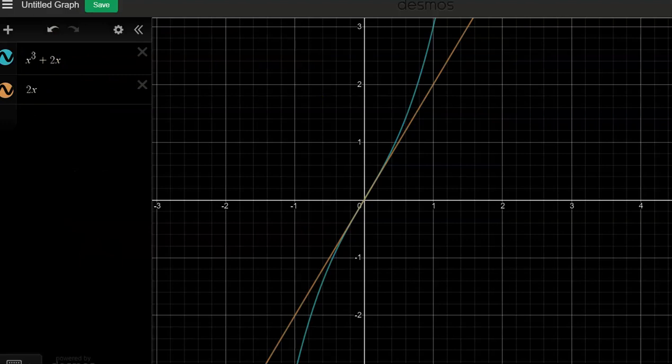Here's a quick glimpse at the graph. So in blue, you see the function, the cubic function, and the orange line is the tangent line. And notice it fits perfectly right around 0. And notice that the slope is 2, just like we expected.